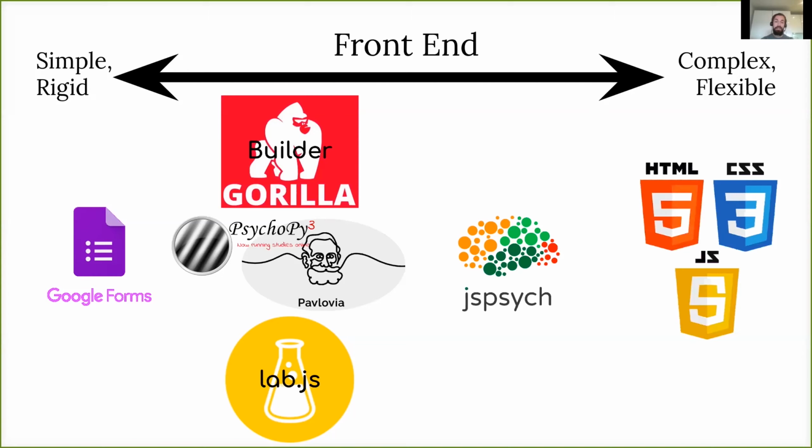And then there's the raw technologies that the web runs on itself, the HTML, CSS, and JavaScript that you would use to actually run your experiments. Now, these things are totally flexible. Anything that can be done on a website can be done using these technologies. It's a question of whether you need that flexibility. And I'm going to argue that in a lot of cases, you probably do, or you benefit from it.